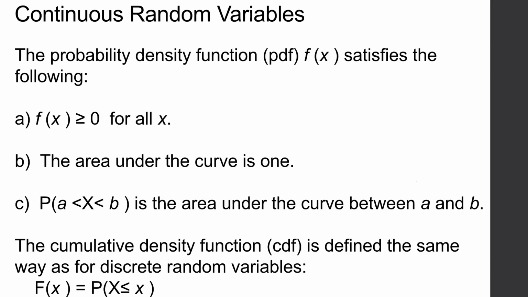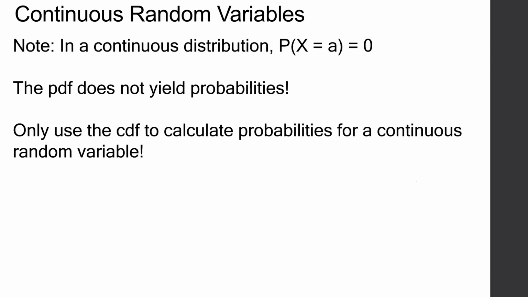The CDF, or cumulative distribution function, is defined the same way as it is for discrete random variables. Big F of x is the probability that the random variable x is less than or equal to some specific x. Note, and this is very, very important, in a continuous distribution, the probability that x exactly equals a single number is 0. Think about it. If you've got uncountably infinite possible values, how can you assign a probability to each one and have it not blow up?